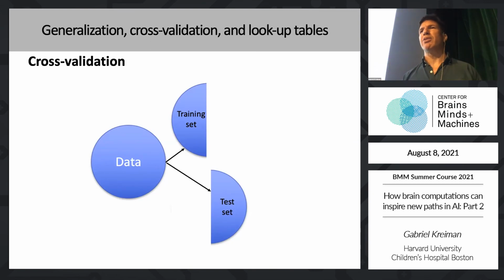This is what we do by cross-validation. We take data, we separate it into a training set and a test set. And of course we do that because we want to avoid overfitting. Okay, so what does cross-validation really mean in the context of many of these tasks?